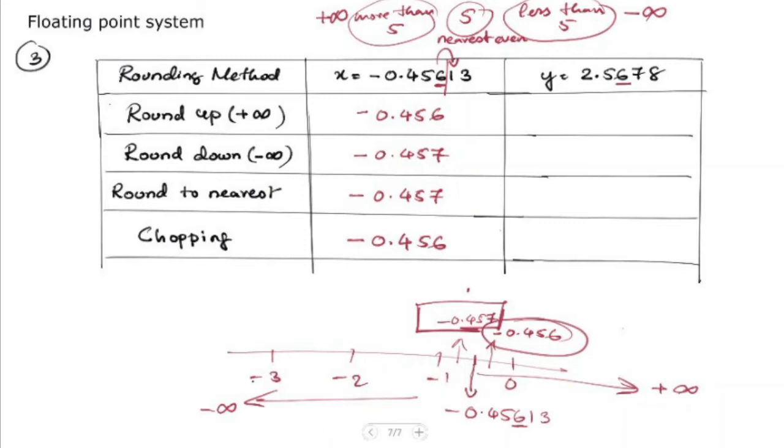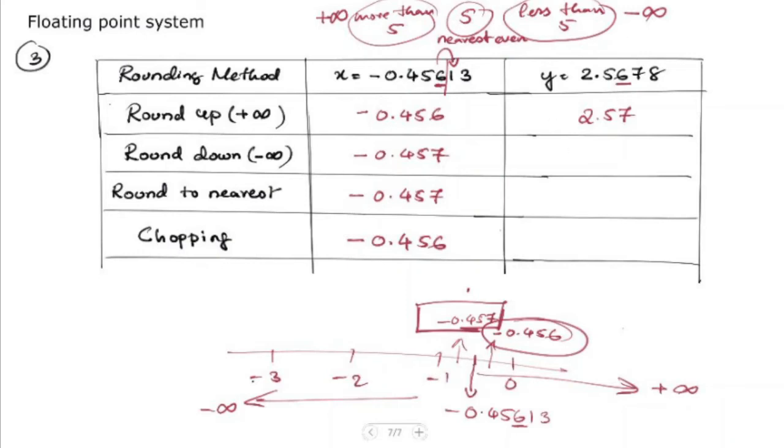So here now we have to round up. That means it does not matter after 6 is it a number greater than 5 or less than 5, nothing matters, we have to round it up anyway. But here, because it's a positive scale, you'll just round it up, means you'll make the 6 to 7, so you will have here 2.57.